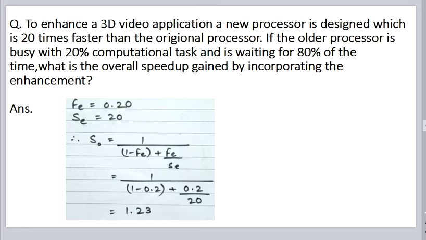Next question: to enhance a 3D video application, a new processor is designed which is 20 times faster than the original processor. If the older processor is busy with 20% computational time and waiting for 80% of the time, what is the overall speedup gained by incorporating the enhancement? So here we have, since 20% of the task can be made enhanced, our fraction enhanced will be 0.20, and since enhanced mode is 20 times faster, our speedup enhanced is 20. Hence overall speedup is 1.23.